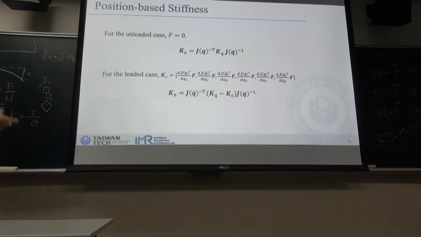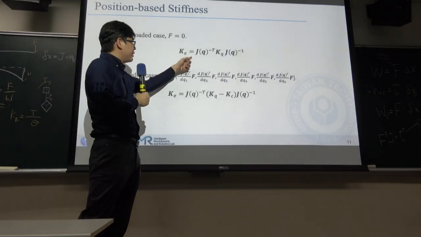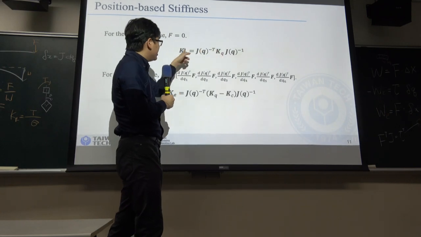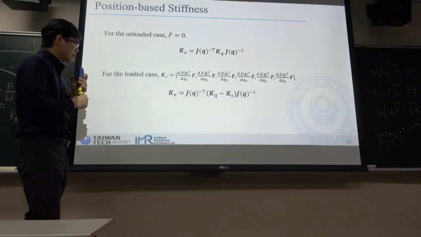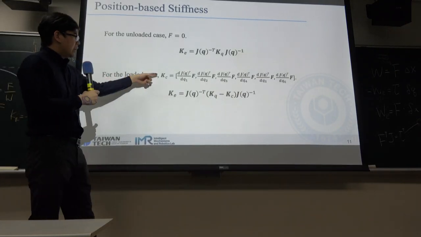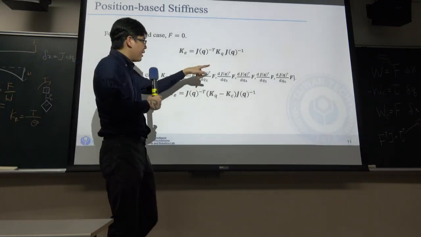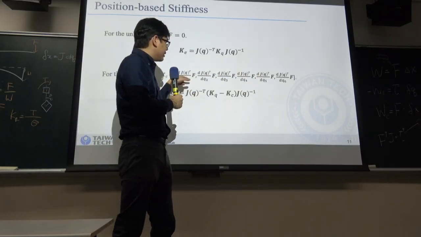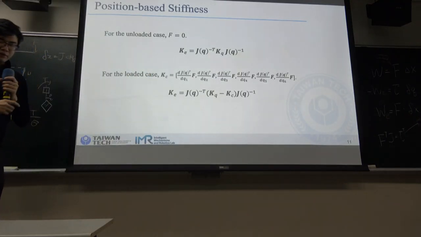So for an unloaded case, if F equals 0, then this is the rotational stiffness, and this is the bending stiffness, and this is how the equation comes. And for a loaded case, then we can have a Kc. And this is the F, the external force, and we can formulate this equation.